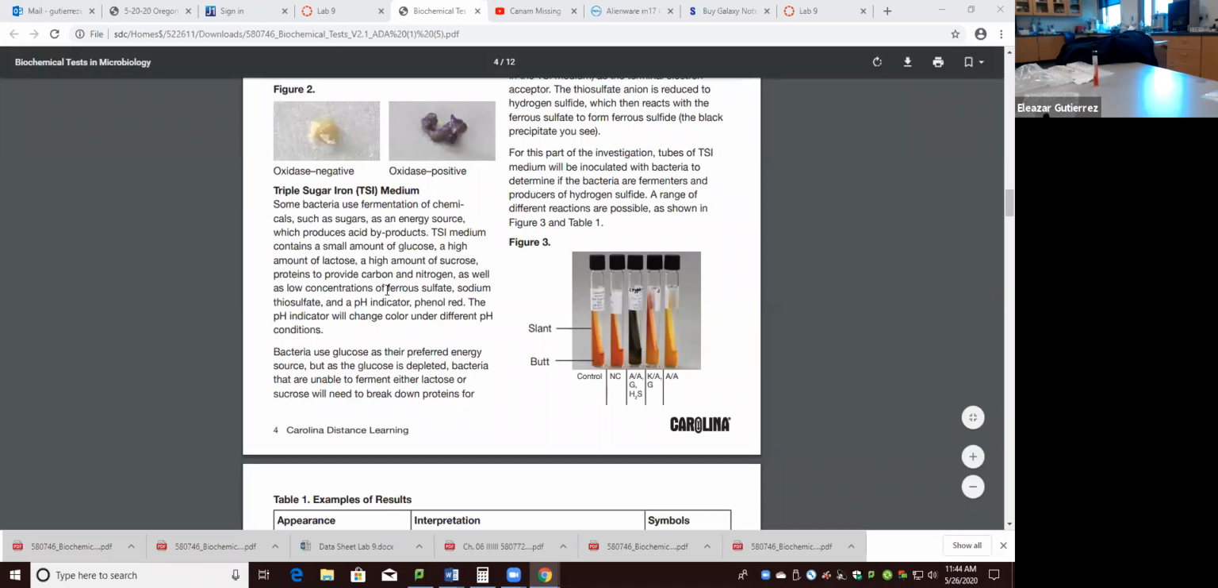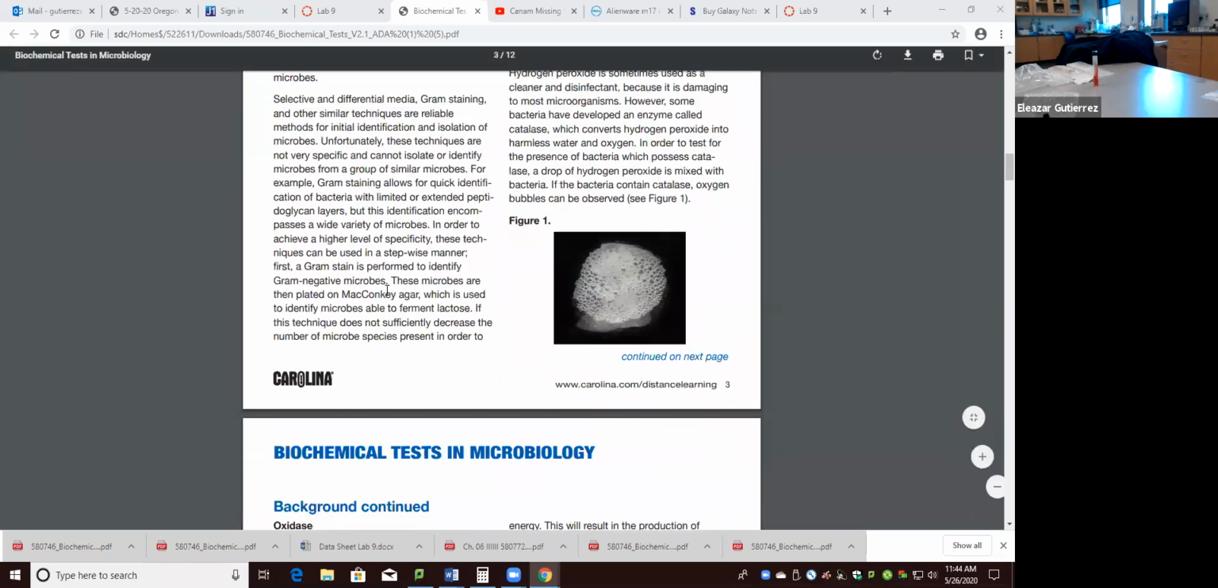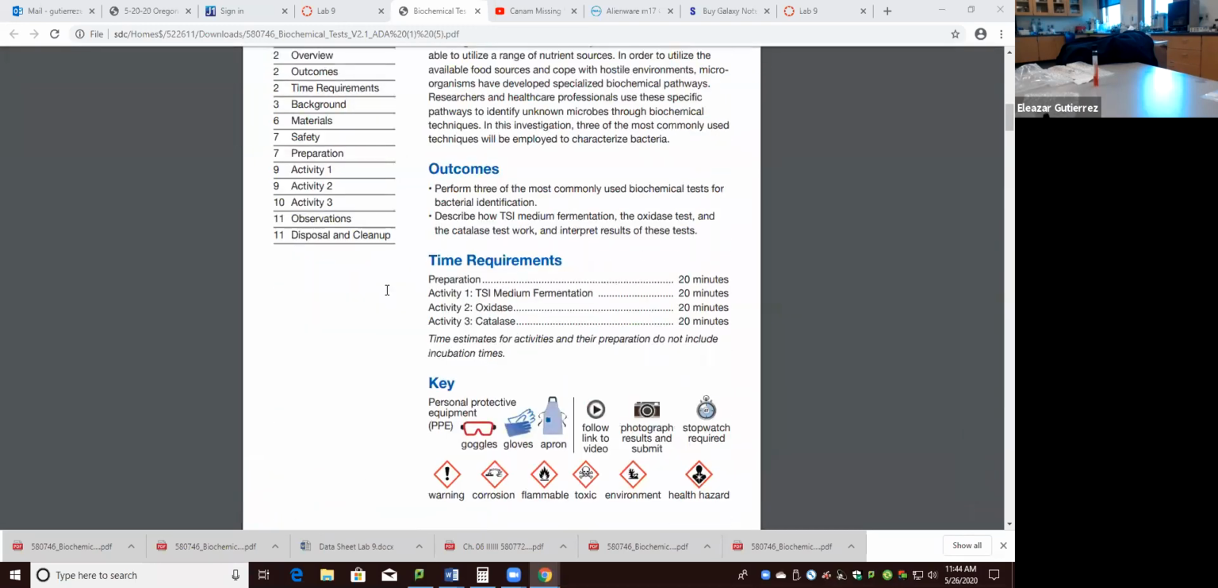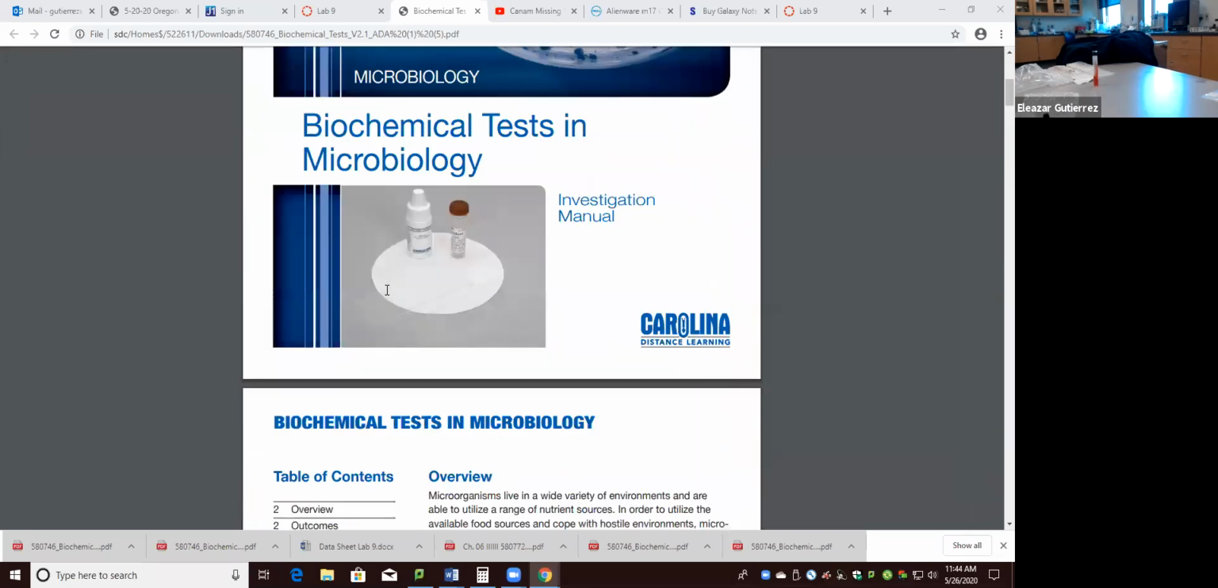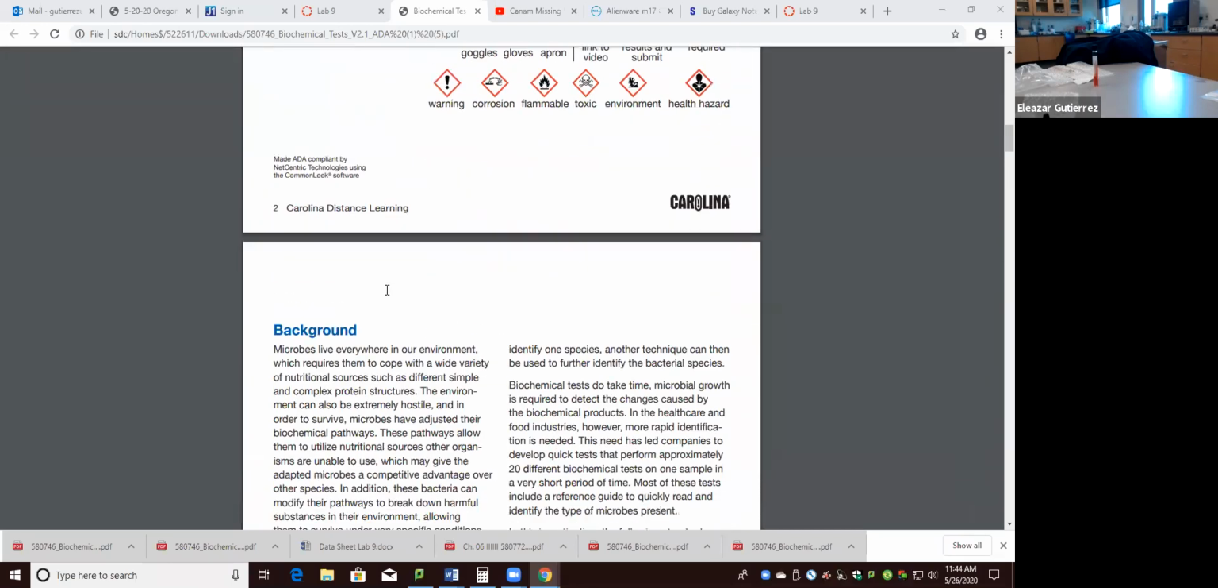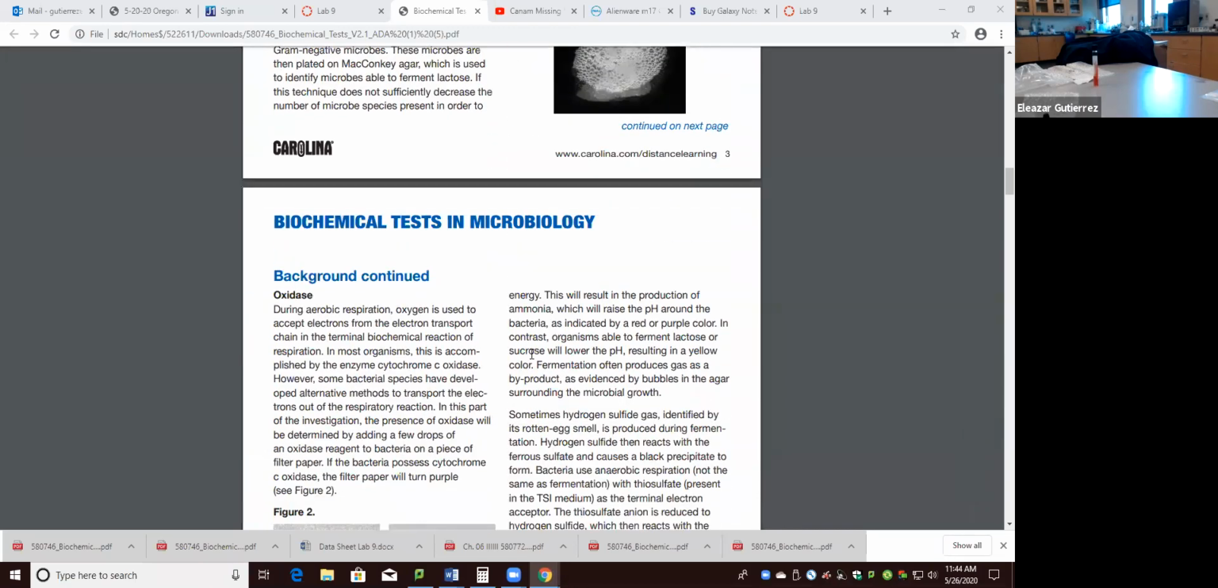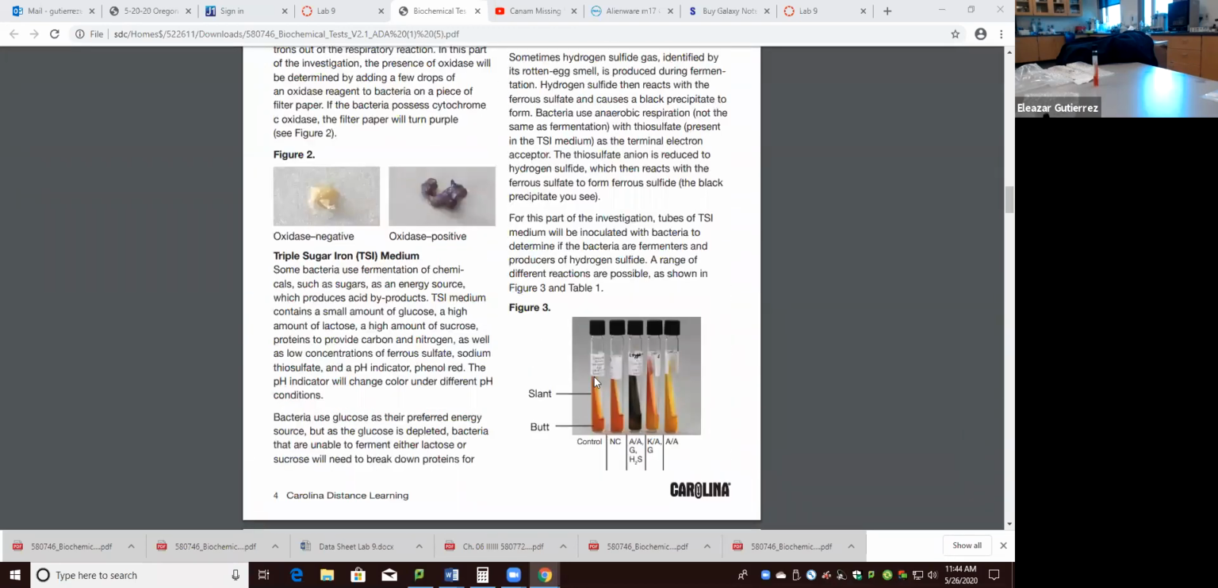Okay, so I've been getting a lot of questions about Lab 9 metabolism. I think that you guys are just overthinking it a little bit. I'm going to start with the TSI, the triple sugar iron media.